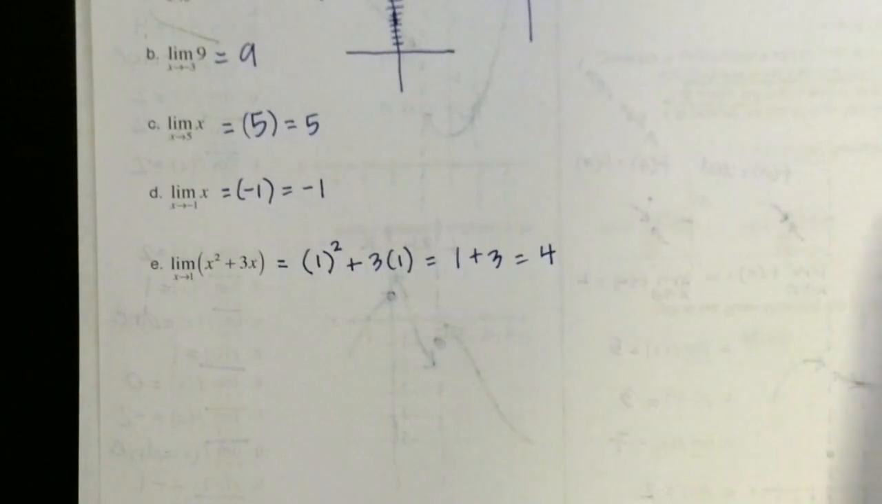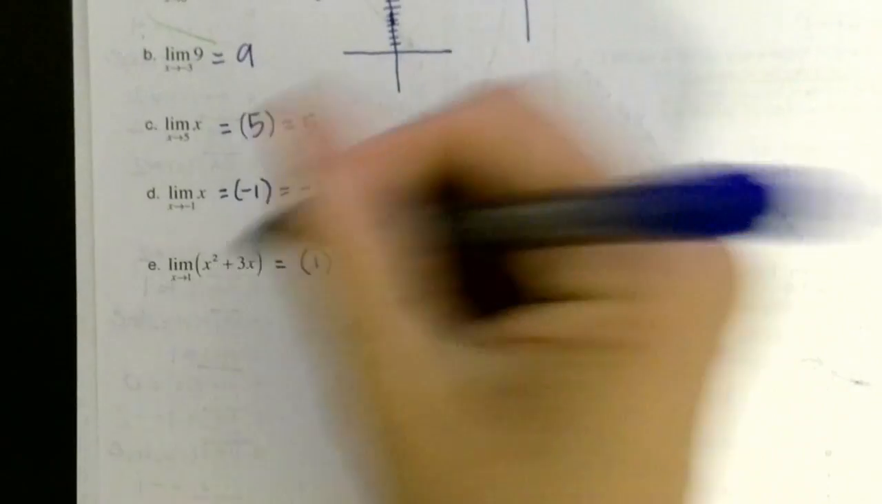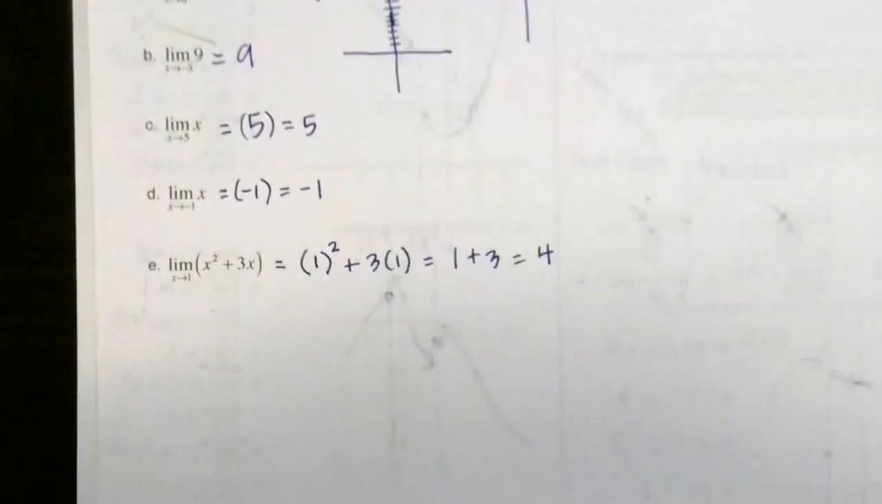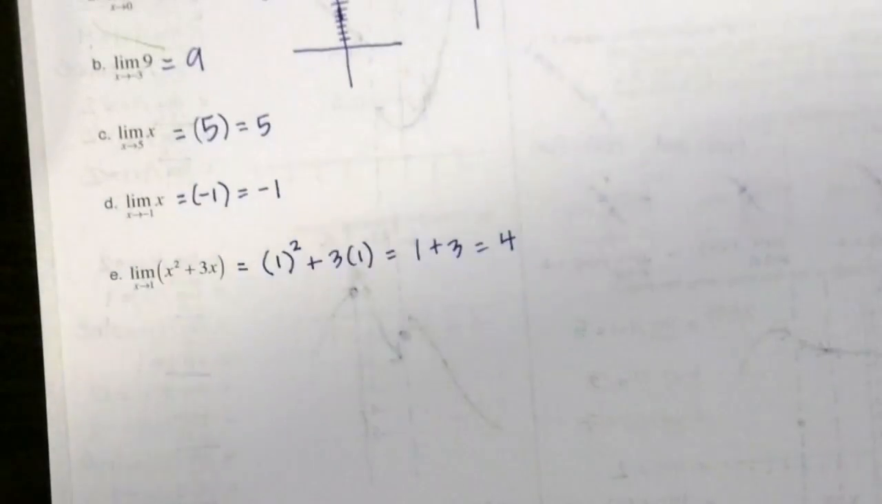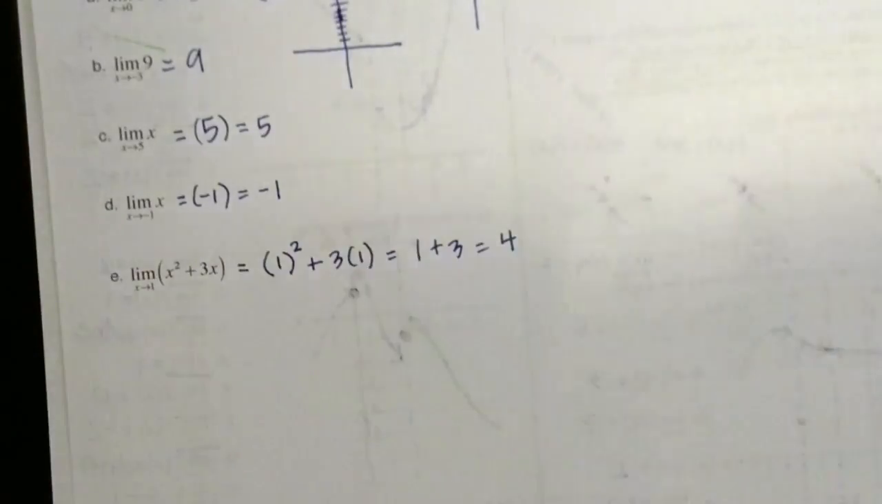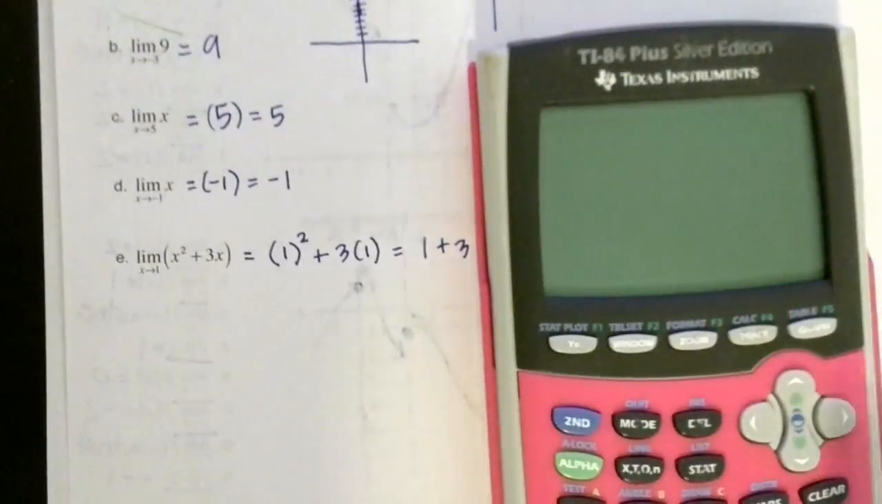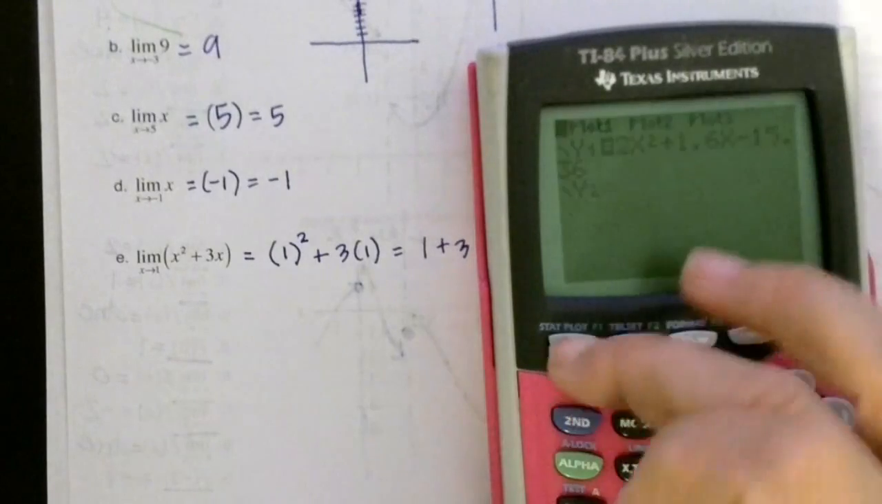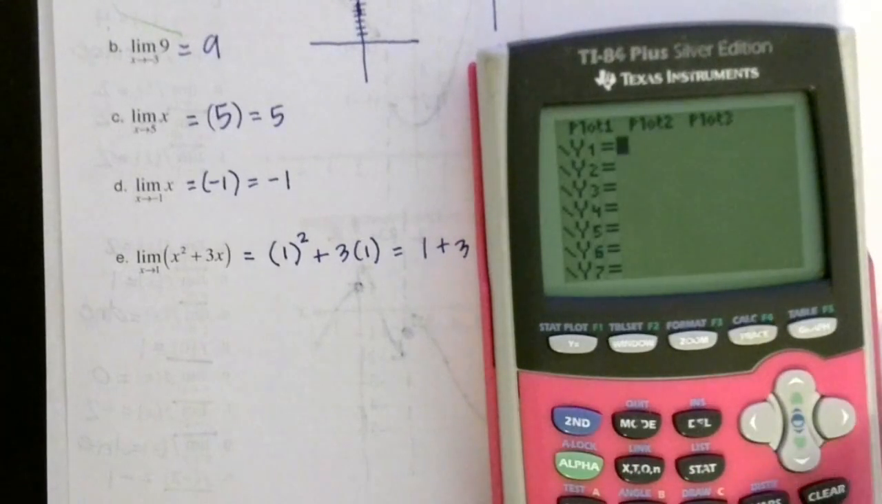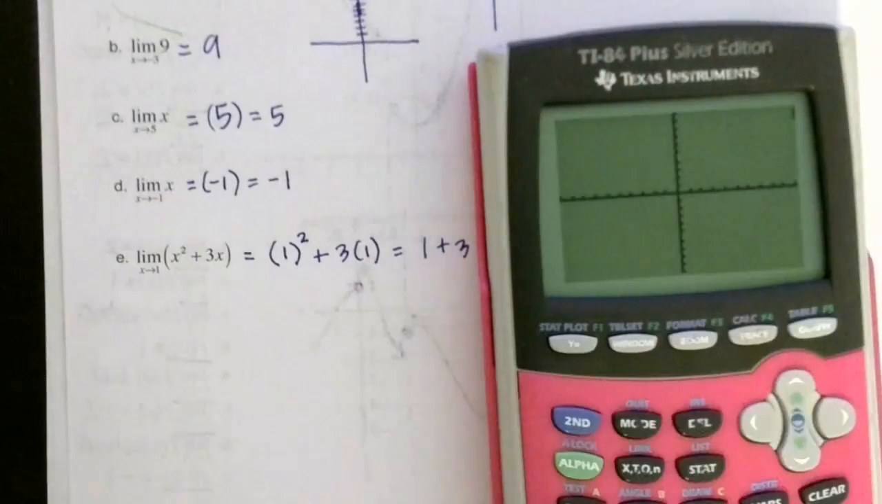All right. So real quickly, briefly, I'm going to show you the graph of this. I'm going to show you this in a graphing calculator. I could totally graph this by hand, but for the sake of time, I'm not going to. So we have x squared plus 3x. Then I hit graph, and this is what the graph looks like.